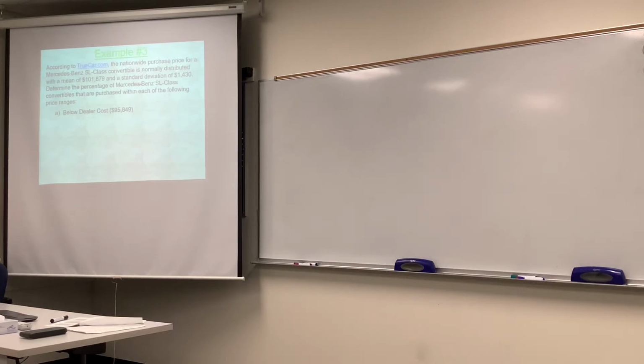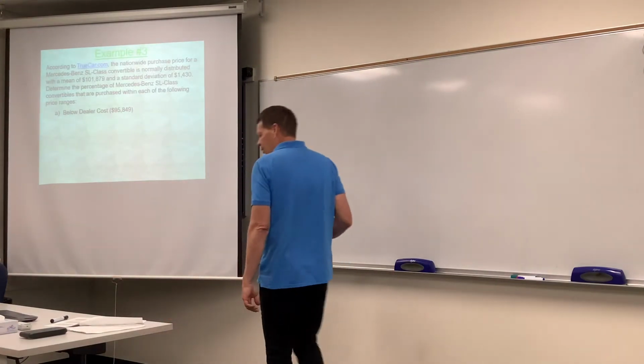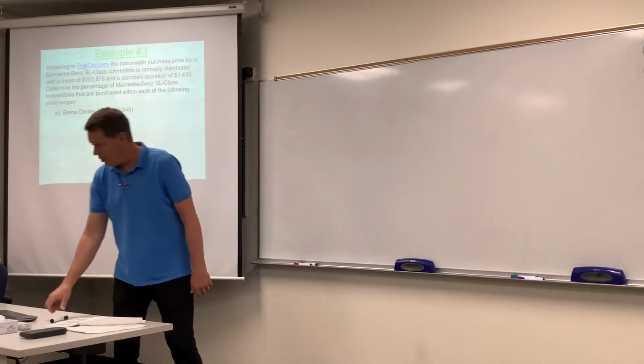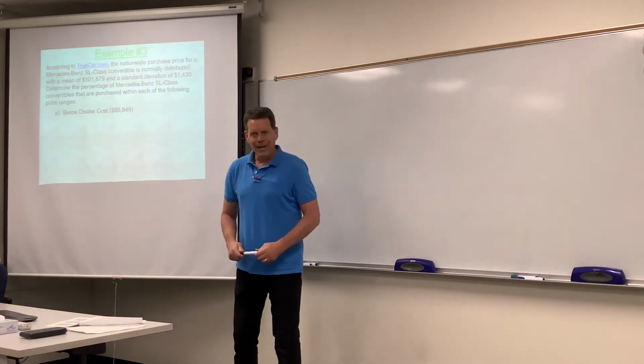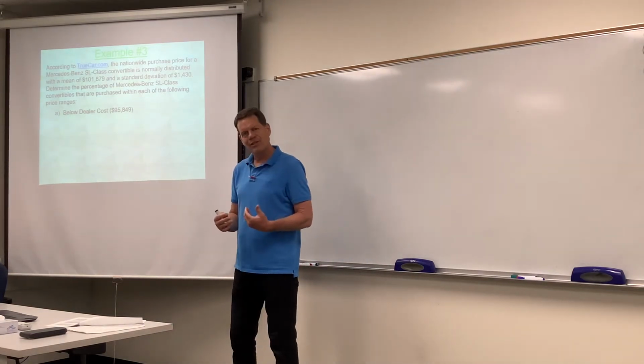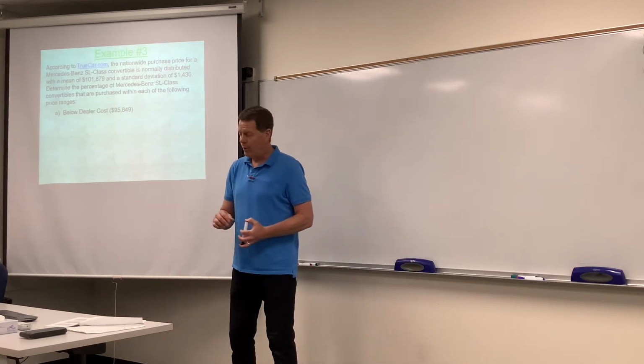Here we go. All right. So we're talking about normal distributions. We're talking about variables that are normally distributed, in other words, bell curves. And this is example 3, part A. Now, we're about to transition into a different sort of question that's related to what we've talked about.